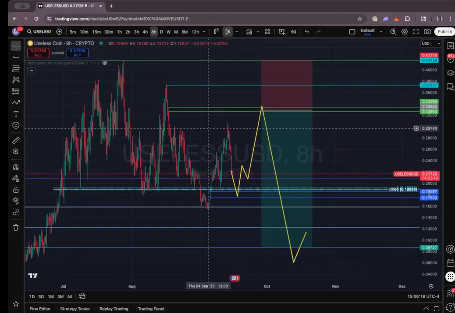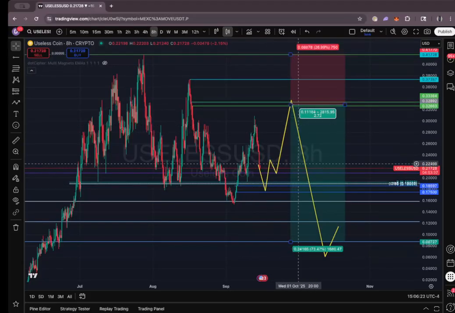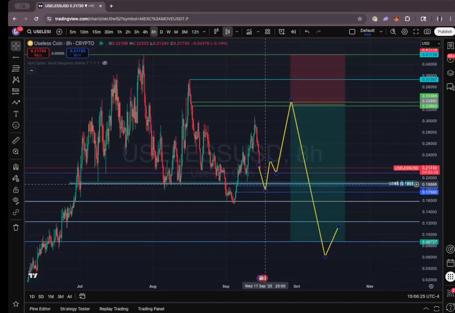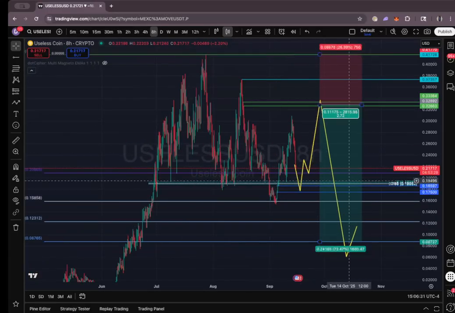But yes, useless. I don't know. This is a little weird. I feel like we're going to get another manipulation pump on useless here, where we basically just sweep that low, pump really high, really fast, and then sell off immediately again, possibly into October.